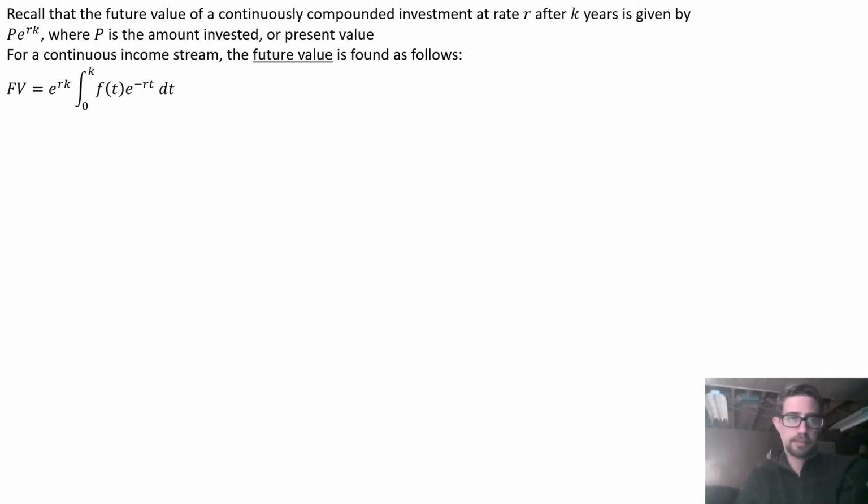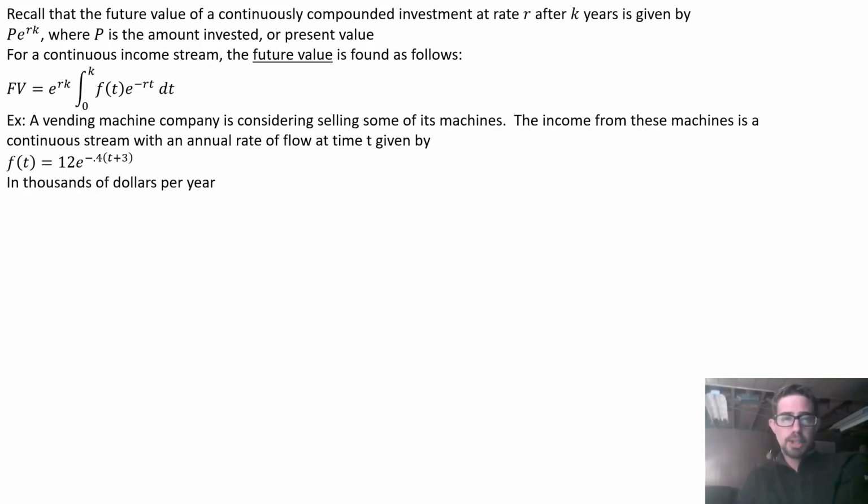Example. A vending machine company is considering selling some of its machines. The income from these machines is a continuous stream with an annual rate of flow at time t given by f of t equals 12 times e to the negative 0.4 times (t plus 3). So this is an income stream that's a little bit offset by the factor of t plus 3. And there's a negative in the exponential, which means this is a decreasing function, which should make sense because machines break down over time. It's not going to get more valuable.